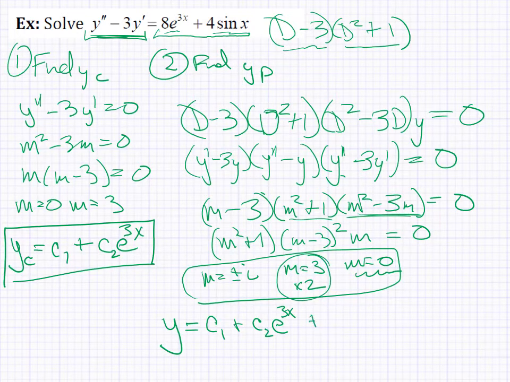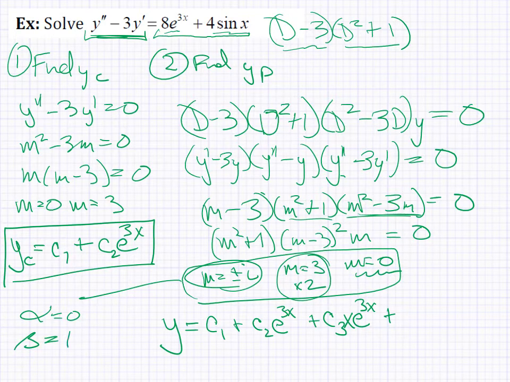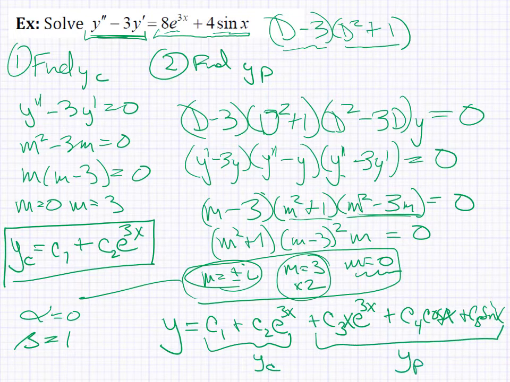But since it's repeated, now I have c sub 3 x e to the 3x. And then I have these complex conjugates where, in this case, alpha is 0 and beta is 1. So that would give me c sub 4 cosine x plus c sub 5 sine x, because beta is 1, so beta x would be 1x. And so looking at this, we already know that this is y sub c, so then the leftover piece here should be y sub p.